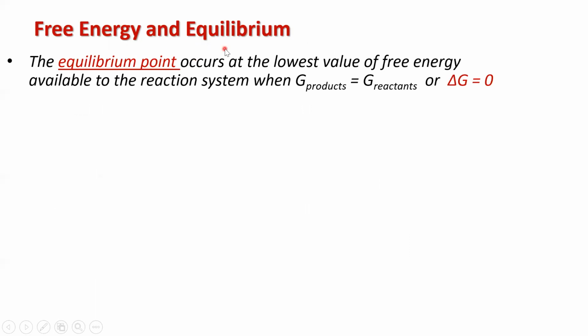Relating free energy and equilibrium. Well, if we're at equilibrium, the free energy of the products equals the free energy of the reactants. Everything's at its lowest possible energy. So delta G equals 0 at equilibrium. So if we look at our equation and we're at equilibrium, delta G here will equal 0. And if we're at equilibrium, Q will equal K.